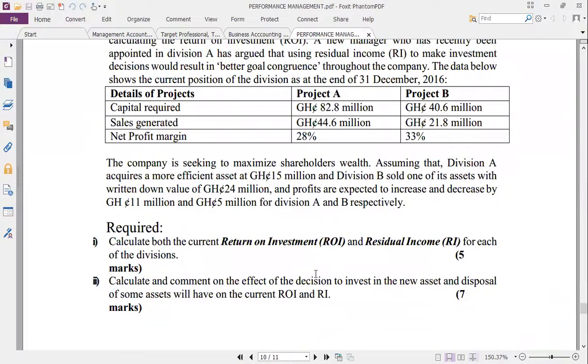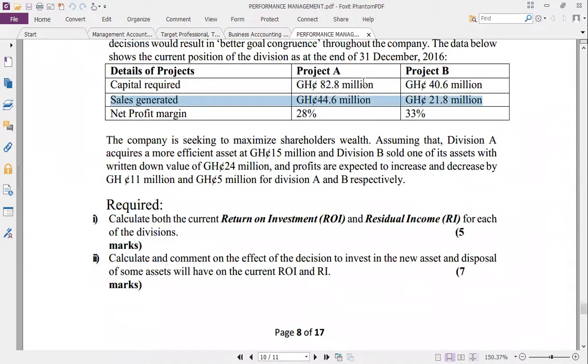Here it's the same thing. Capital required is there, 82.8 million, everything is there. Net profit margin is there. Now in this one, they've not given you the net profit margin, you have to generate it yourself. How do you find net profit margin? It is the net profit over the sales times 100. So you just multiply this 28% by this, and it will give you the net profit in value. Multiply 33% by 21.8 million to give you what? The net profit value. You are done. Then you can divide it by the capital employed.